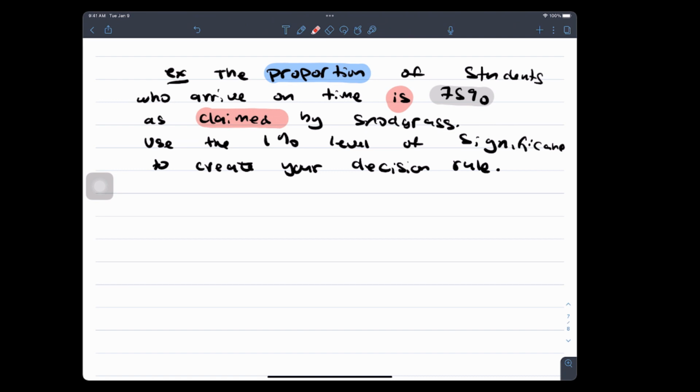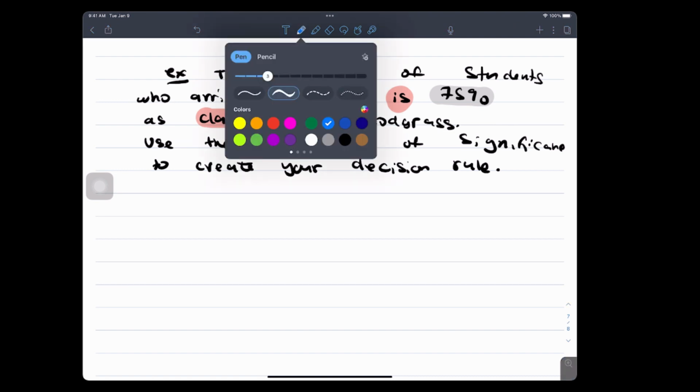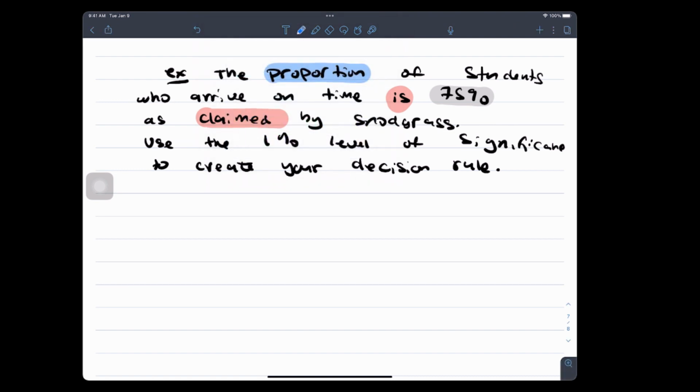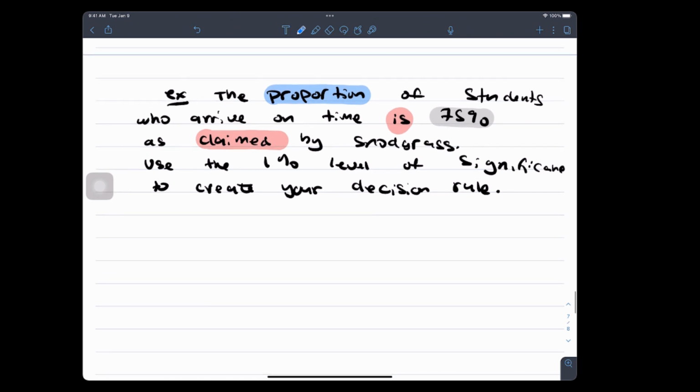So this first portion is where you start. You guys tell me, what parameter is proportion? P. Okay. What do you write down? P equals what? And that's the what? Claim. Okay, you guys okay with that? Is that pretty simple? All right.